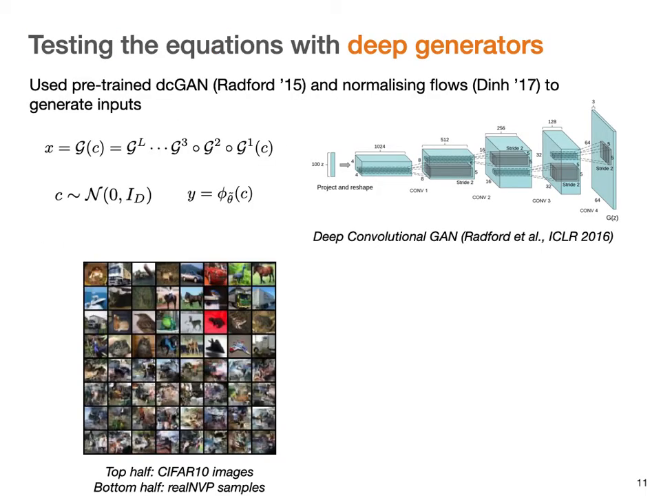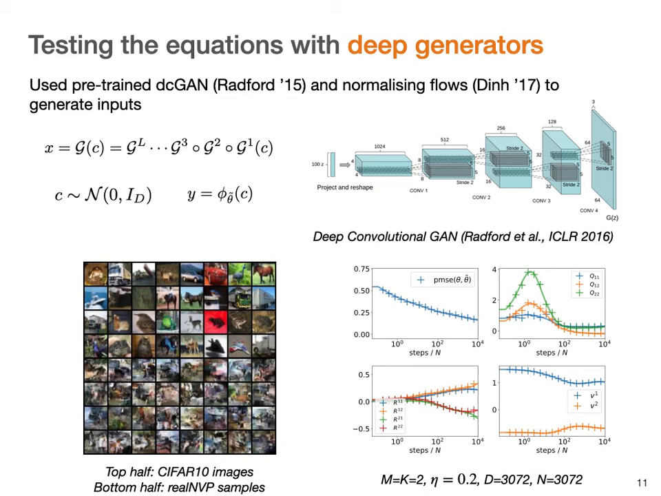So we used a pre-trained convolutional GAN and a normalizing flow, some really powerful generative models, to generate the inputs. They're deep models. We pre-trained them on CIFAR-10. You can see some CIFAR-10 images here and some samples from the real MVP. And then we trained a two-layer neural network on this data, and we integrated the equations of motion that I just showed you, and we compared the two. And as you can see here, the agreement is very good.